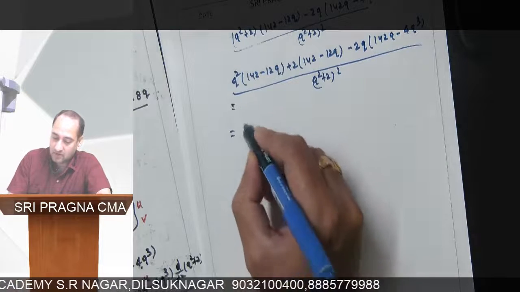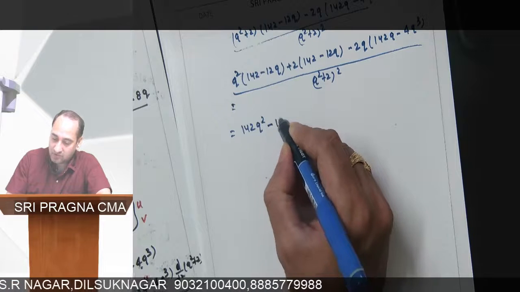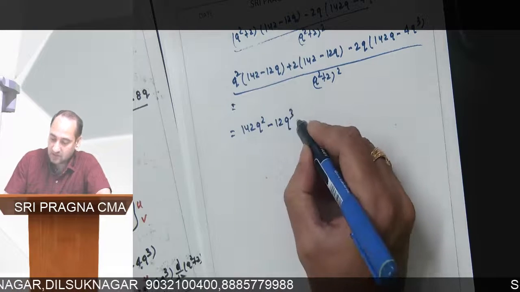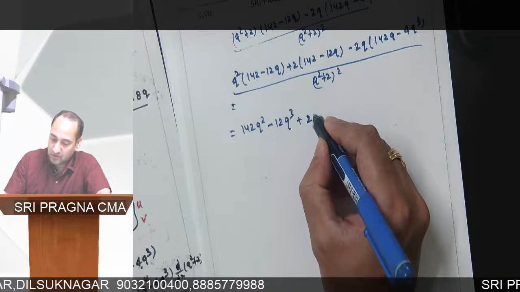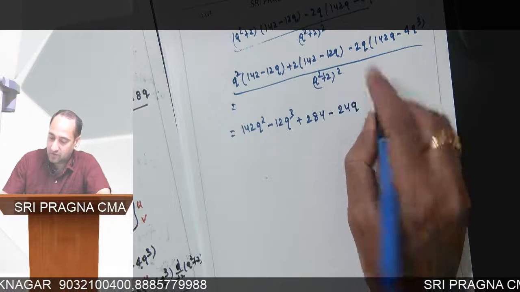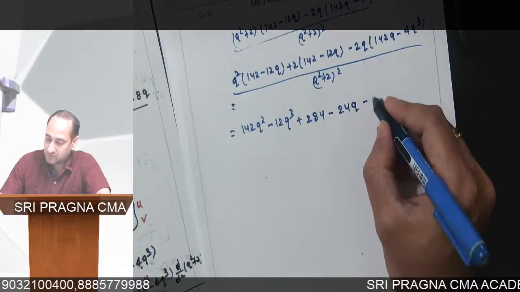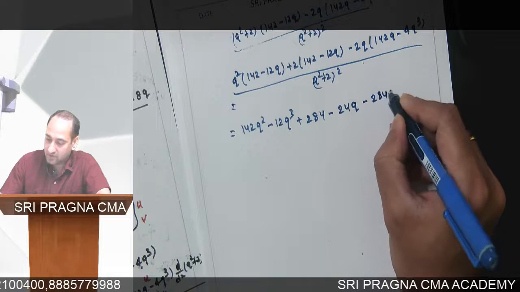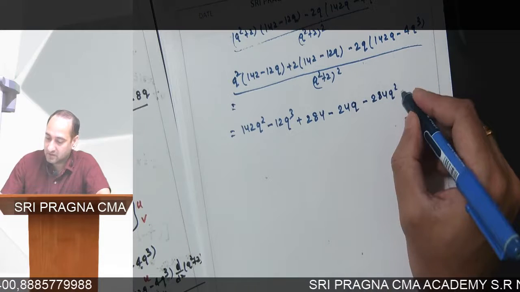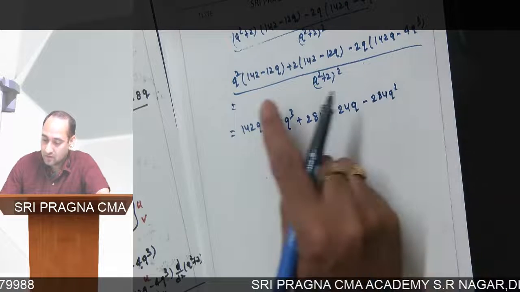So let us see. 14q square minus 12 this, plus 28 minus 24 cube this, minus into, so it will become 28q square, and minus will become q cube, na.